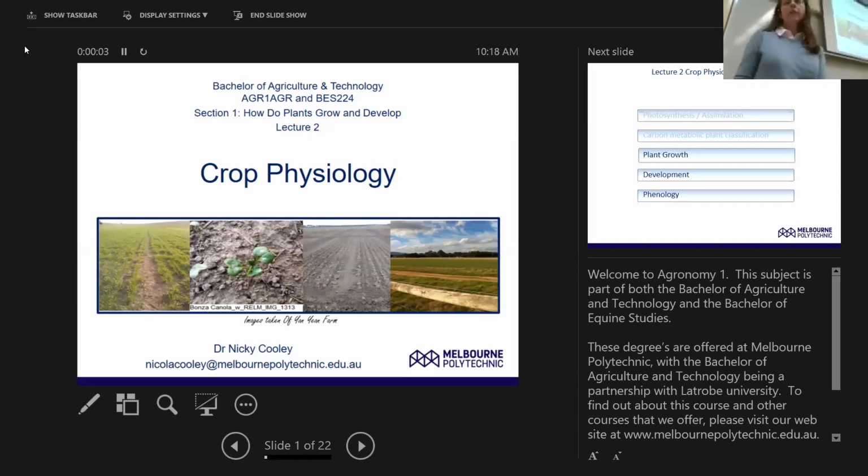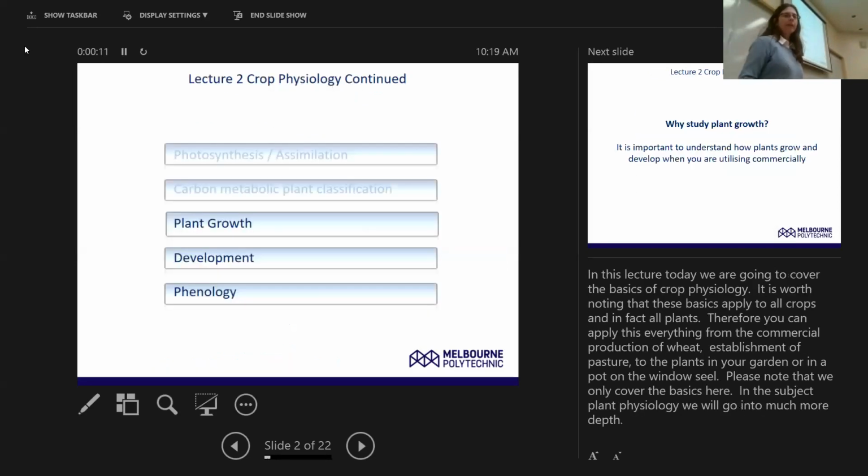Great. So we're going to continue the crop physiology lecture topic, and this is lecture 2. Now, in the first lecture, we looked at photosynthesis, and we also looked at some of the carbon metabolism classifications. Today, we're going to concentrate on plant growth and development and something called phenology, which I'll explain as we go on. This is a very basic lecture. It will bring everybody up to the same understanding and level, as you all have slightly different things.